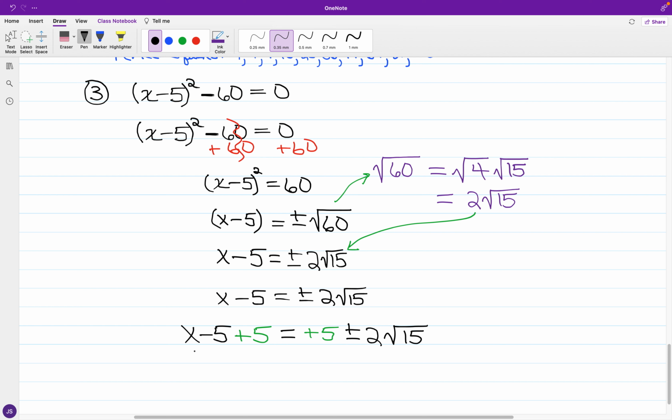And if you notice, you have x minus 5 plus 5, and you have 2 times the square root of 15 plus 5, but situating the addition of 5 in front, and just looking at consolidating. So x minus 5 plus 5 will go to x, and x is going to be 5 plus or minus 2 times the square root of 15.